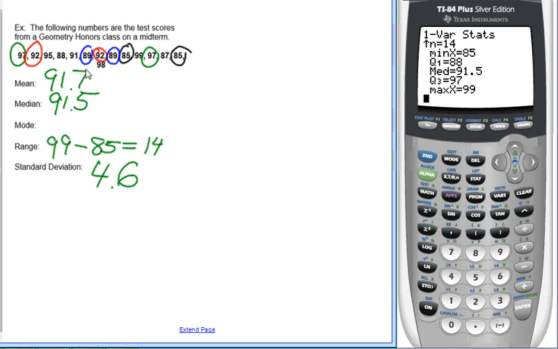So I actually have 4 modes. I have 97, 92, 89, and 85, because all of those numbers repeat twice. So I can have more than one number for a mode, or I can have no numbers for a mode like I did on the first example.